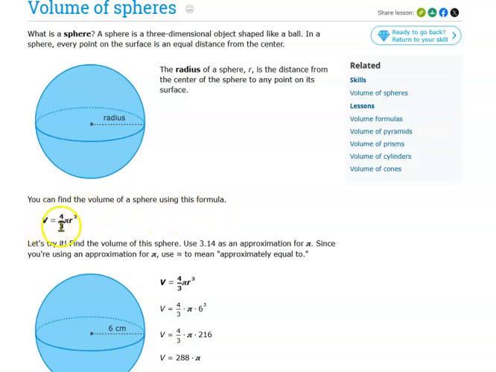Volume equals 4/3 pi r cubed. Remember, in this lesson, they're asking us to use 3.14 for pi, so we're going to end up having volume equals 4/3 times 3.14 times r cubed. Let's go ahead back over to the lesson and let's put that up on our board.